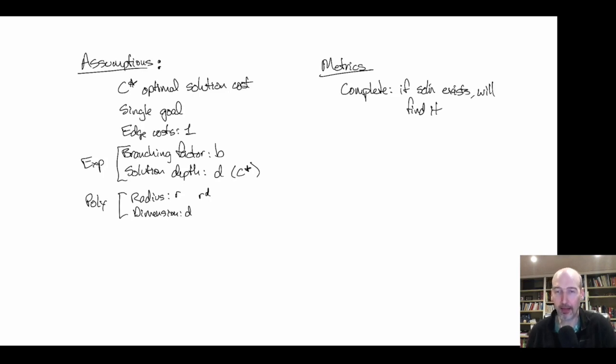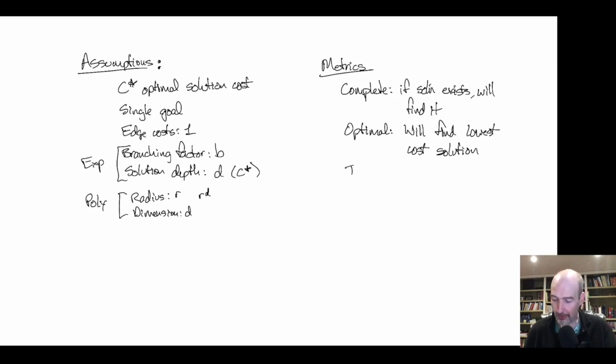And so this is like a suboptimal algorithm. It finds a suboptimal solution, could still be complete. That is, if a solution exists, it's guaranteed to find it. We can be optimal, which means it will always find the shortest solution, or the lowest cost. If we're not optimal, we could look at the solution quality and ask questions about that.